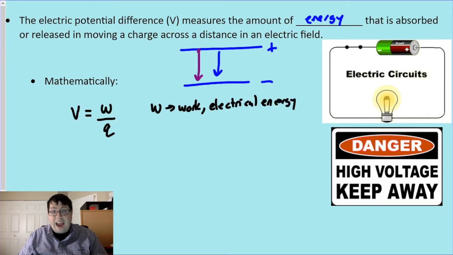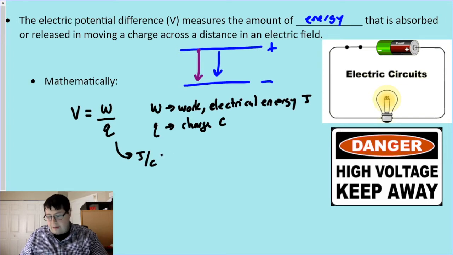So it's okay to use either of those terms to mean the same thing. So W here is work and electrical energy. And then Q, like we've seen before, just means charge. Let's think about units for a second. We know that work and electrical energy are measured in joules, charge is measured in coulombs, and so it looks like my unit for V, my electrical potential difference, would end up being joules per coulomb. We give that a name, and the name for a joule per coulomb is a volt, a V.